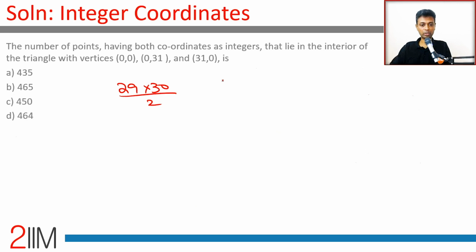29 into 30 by 2, 29 into 15. 15 nines are 135, 5, 13, 435. Wonderful.